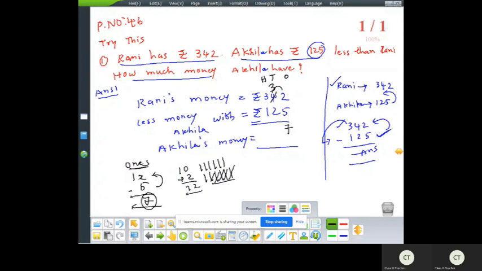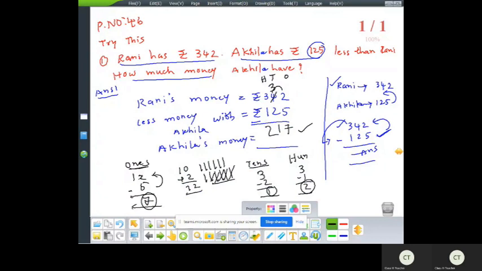Now subtracting on 10. The digits in the 10's place are 3 and 2. 3 minus 2 is 1. This answer 1, write in the 10's place. Now subtracting on 100. The digits in the 100's place are 3 and 1. 3 minus 1 is 2. This answer 2, write in the 100's place. Now the answer is 217. 217 is Akhil's money.